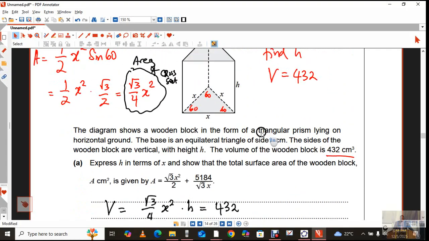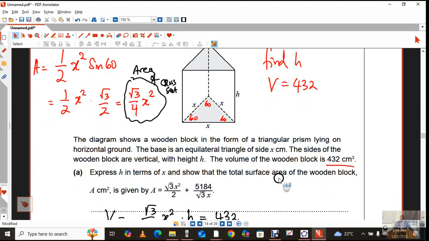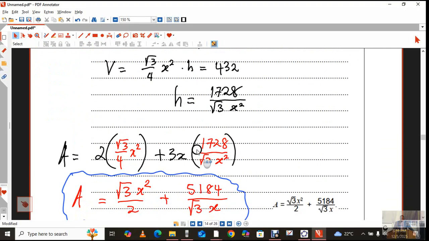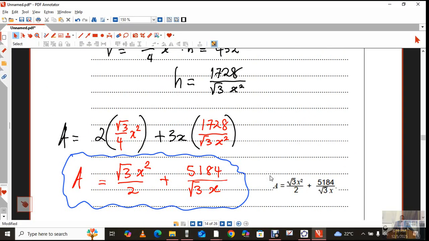You're given a diagram. You'll have to create a formula. It's either volume or area or whatever they give you, for you to find one of the missing letters in order to use that letter in your other formula. And that is basically what we did there. And then from there, you continue. And as you show all of that, you continuously get marks.